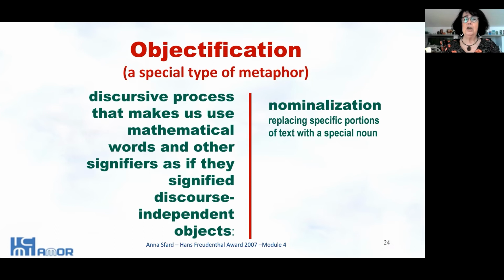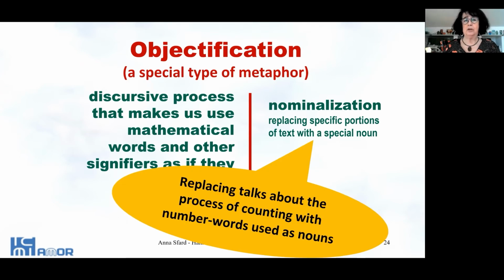First, there is nominalization, that is, the act of replacing specific portions of text with a single noun. This is what you do, for instance, when you replace talk about the process of counting with number words used as nouns. I will elaborate on this transformation in the next module.